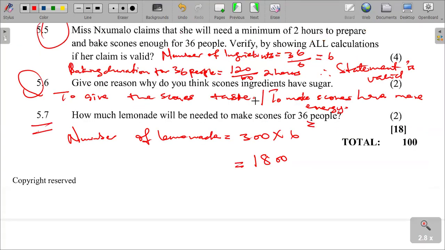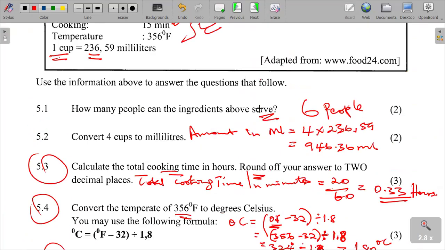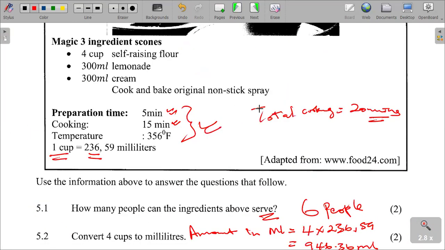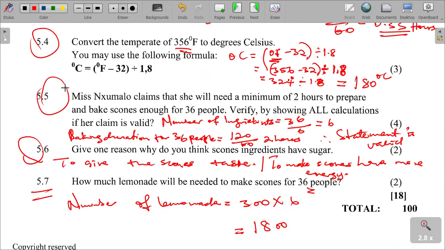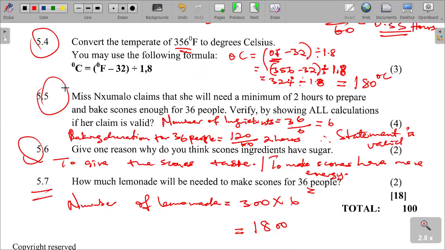We have already come up with all this. We are given from our ingredients there 300 lemonades, and then we multiply 300. So how many will be needed to make scones for 36 people?